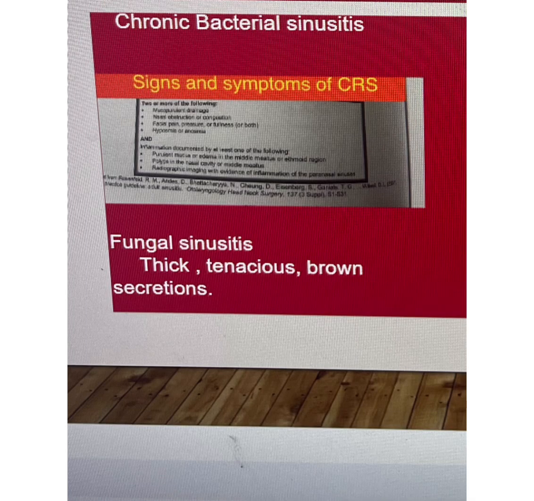Chronic bacterial sinusitis, what are the criteria to diagnose it? Number one, the duration lasts greater than 12 weeks. The second one, as you see in the yellow heading, the signs and symptoms of chronic rhinosinusitis: 2 or more of the following in the first section: mucopurulent drainage, nasal obstruction or congestion, facial pain, pressure, hyposmia or anosmia, which means loss of smell.